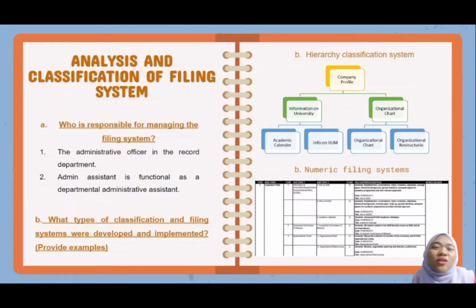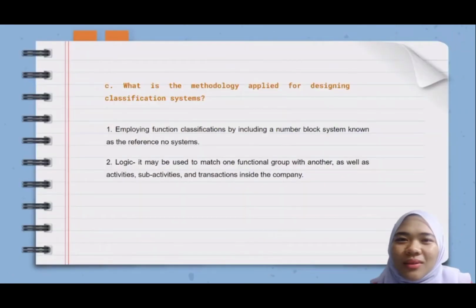Okay, next, what type of classification and filing system were developed and implemented? In this organization, we found that they use 2 filing and classification systems, which are a hierarchy classification system and a numeric filing system. All of these systems have their own benefits and challenges in order to keep the files managed in the best way.